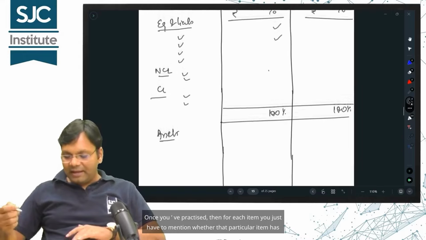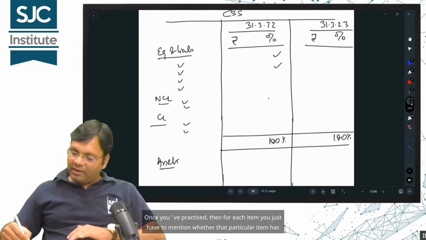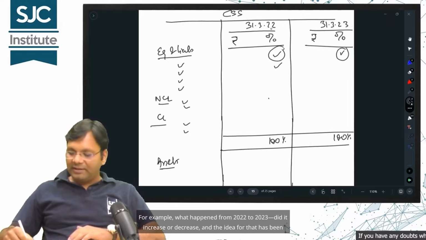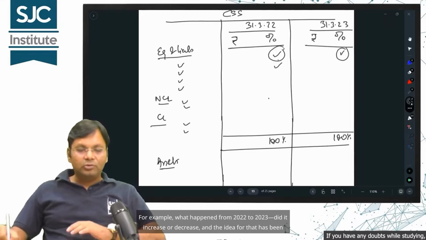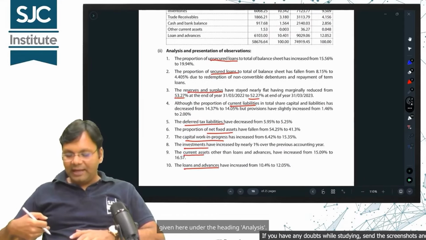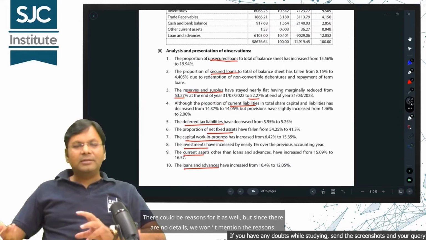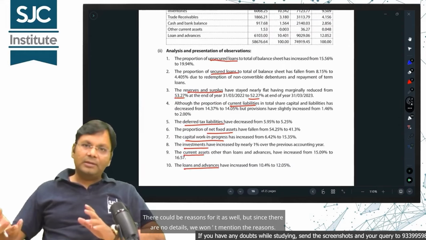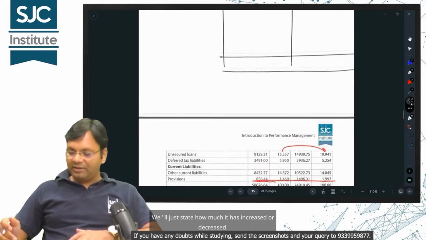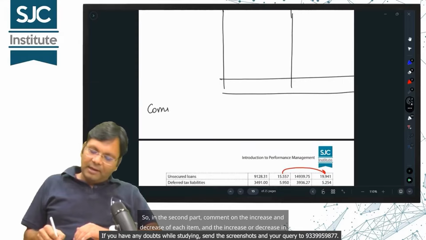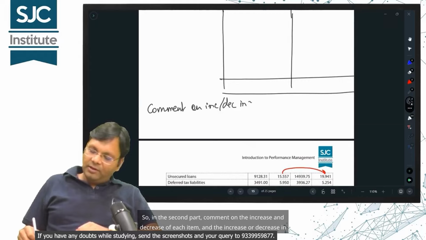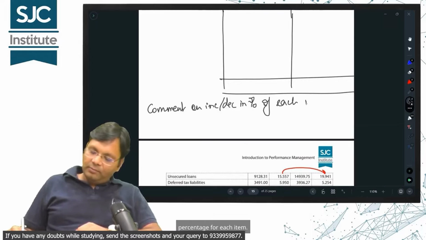Once you've practiced, then for each item you just have to mention whether that particular item has increased or decreased in comparison. For example, what happened from 2022 to 2023? Did it increase or decrease? And the idea for that has been given here under the heading Analysis. There could be reasons for it as well, but since there are no details, we won't mention the reasons. We'll just state how much it has increased or decreased. So, in the second part, comment on the increase and decrease of each item and the increase or decrease in percentage for each item. That's it.